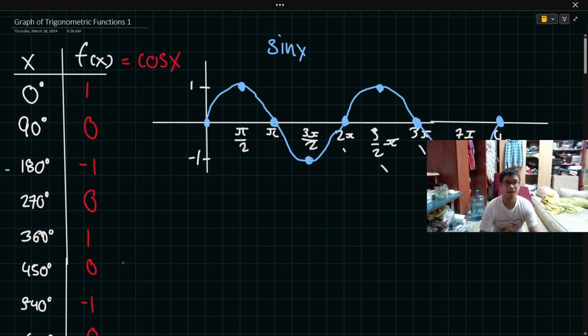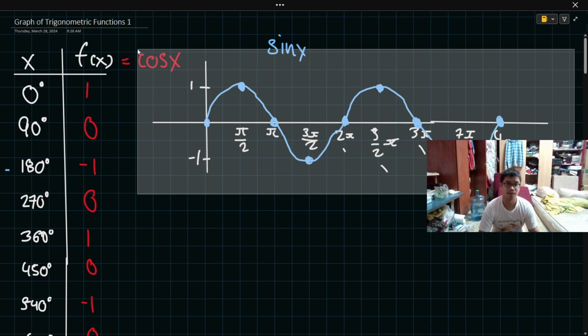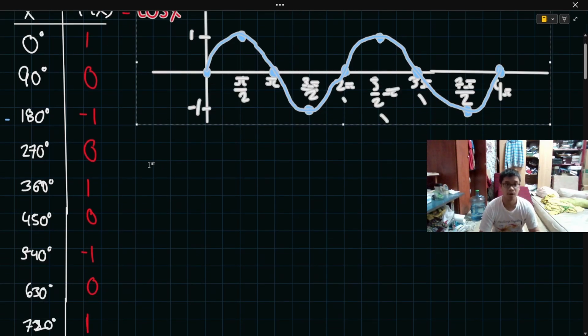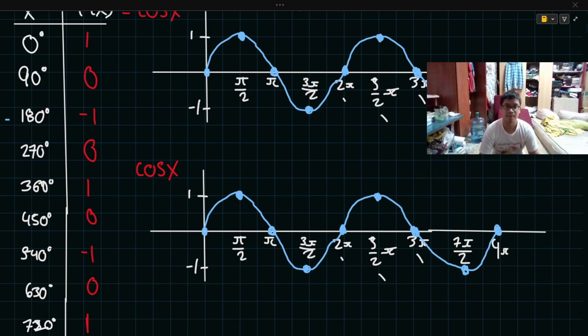So the pattern is similar to sine, you know. But again, it's not about the pattern here. What we're going to do is graph them. So let me just draw another graph of this. Let me just copy this one. Let me just put it here. Okay, that's it. Let me just put my camera up.